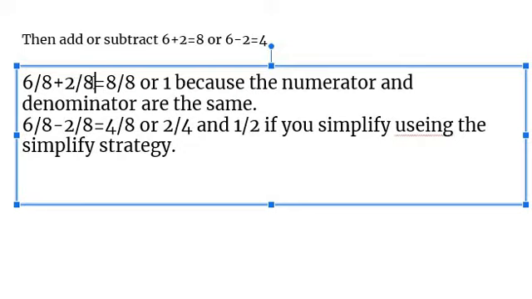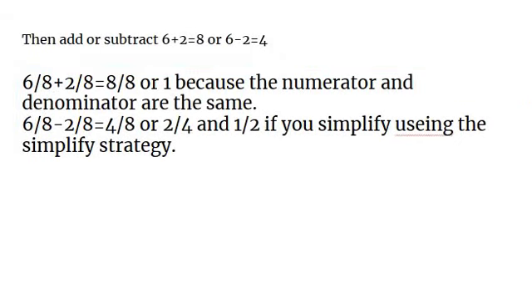Wait, no, you don't add or subtract the denominator. Because then it would just be 8 over 0, which would be 0. Or 1, because the numerator and the denominator are the same, 8/8. And then 6/8 minus 2/8 equals 4/8, or 2/4, and 1/2 if you simplify using this simplify strategy.